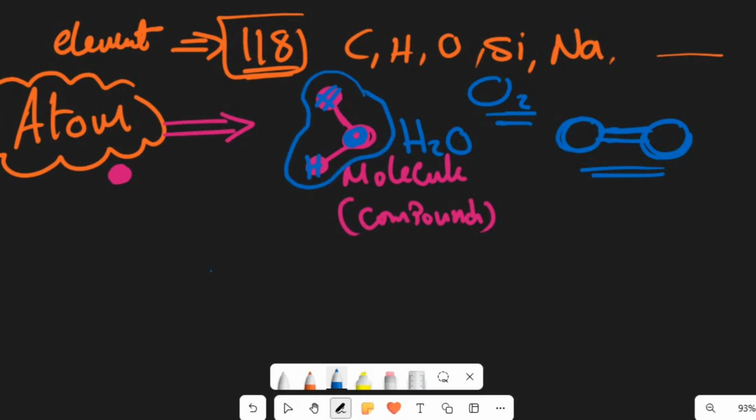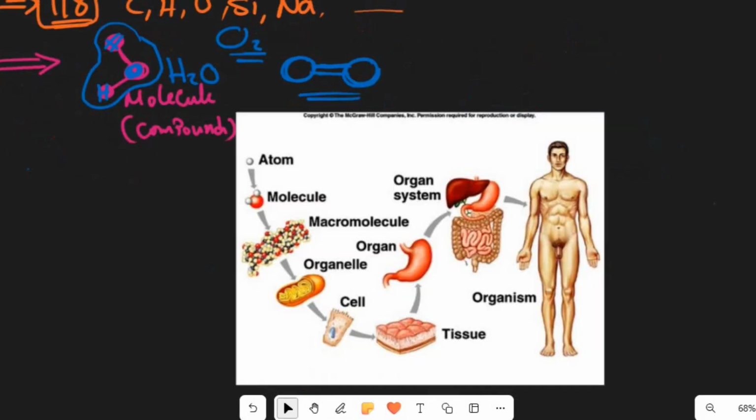Okay, but what is the link between atoms and formation of molecules with biology? Very good question. And to understand what is the link between the atoms and molecules and formation of them with biology, you have to look at this figure.